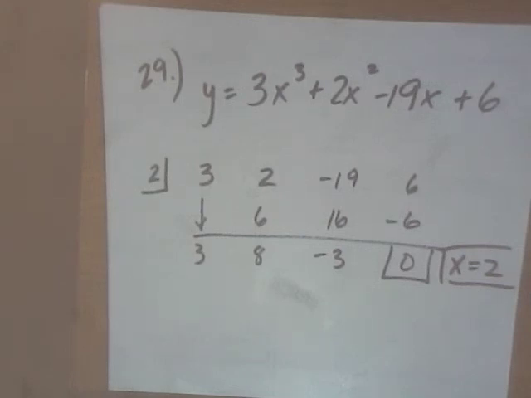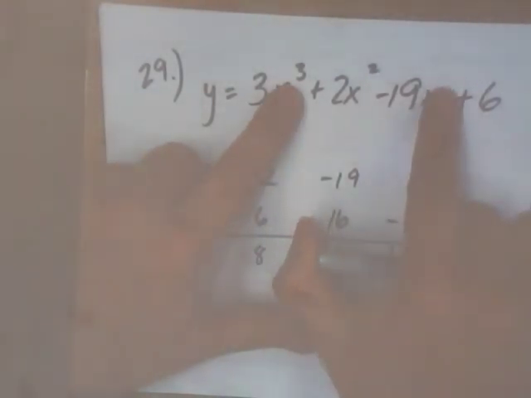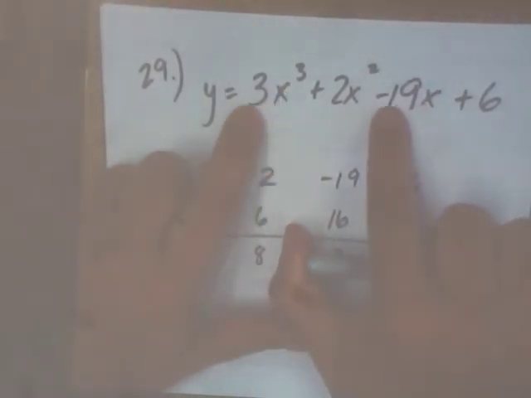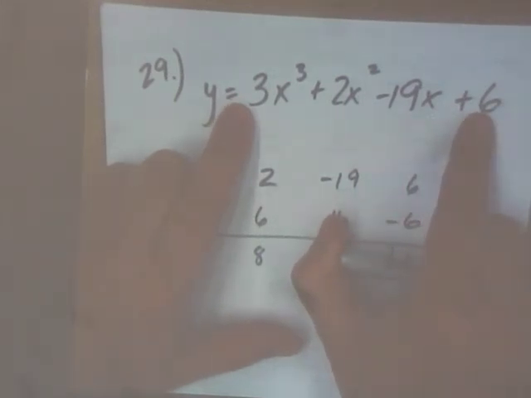Change the signs of the coefficients on the odd exponents. 3 and 1 are my odd exponents, right? So I'm going to make this a -3 and make this a positive 19. So negative 3 plus 2 plus 19 plus 6 is definitely not 0. So I know negative 1 is not going to work. Okay, so then I just went to the next one, 2.